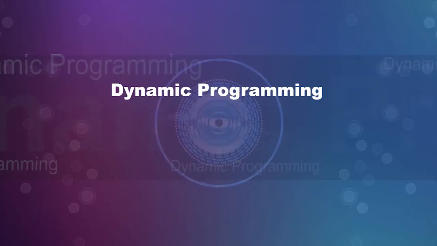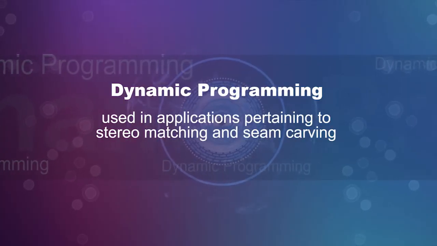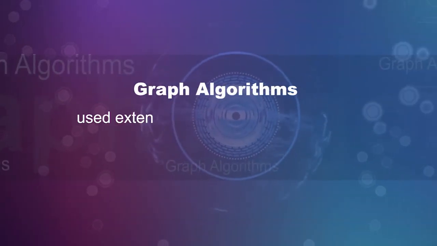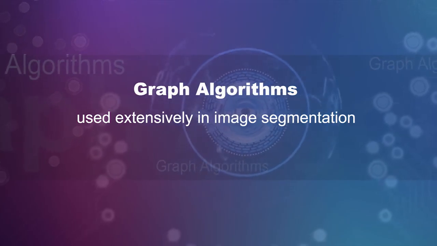Computer vision benefits from computer science algorithms and numerical methods for mathematical optimizations. Dynamic programming is used in applications pertaining to stereo matching and seam carving. Graph algorithms are used extensively in image segmentation. Many computer vision problems are formulated as energy minimization problems. In this lecture, we shall go over several computer science algorithms and numerical methods that come in handy while solving some basic computer vision problems.